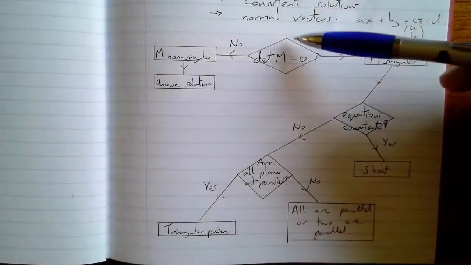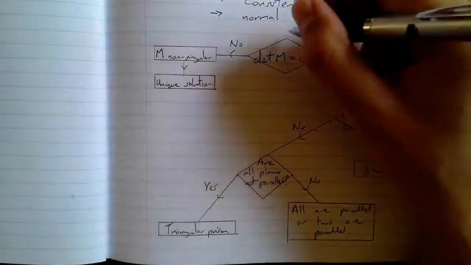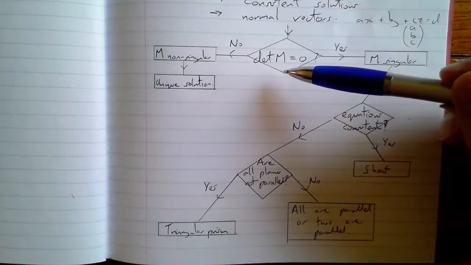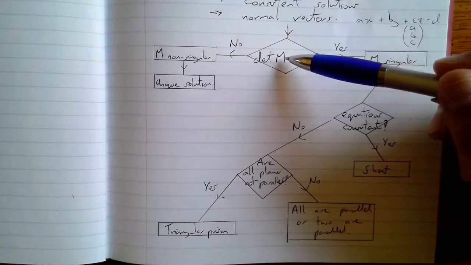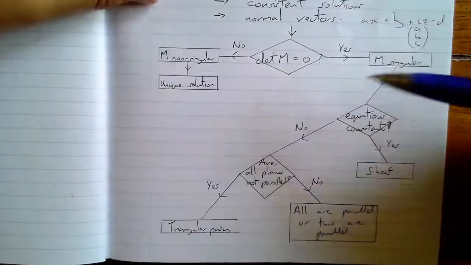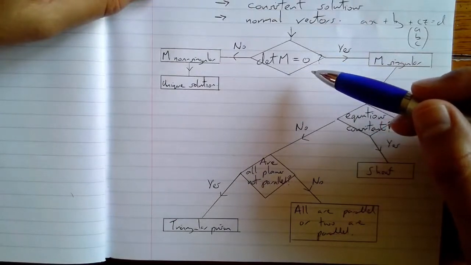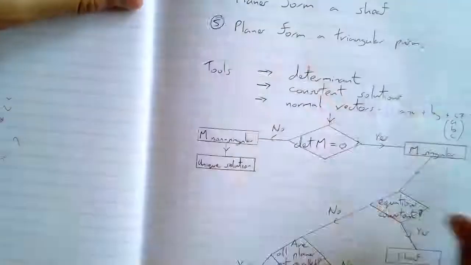So the first thing you need to do is always check the determinant of M, your matrix. What do I mean by M? Well, if you've got 3 planes, remember you can put those 3 planes into a matrix. I'll just do a little example of that up here.